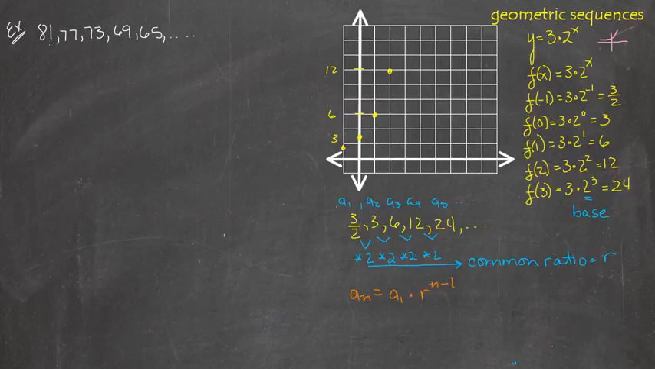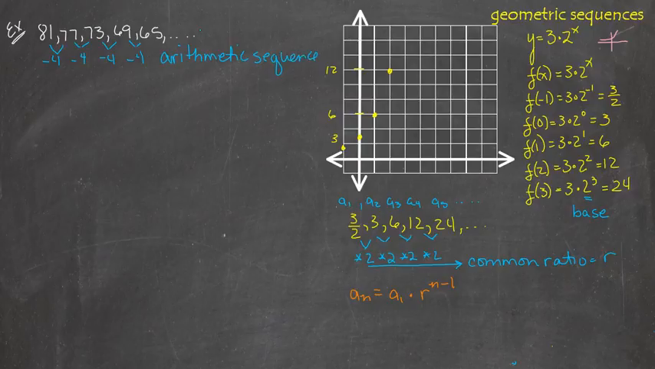So let's see what we have. So 81, if I want to move from 81 to 77, let's try by addition first. So 81 to 77 would be 4. So I'm subtracting 4. If I subtract 4 from 77, I get 73. This is looking very arithmetic. From 73 to 69 is subtract 4, and again subtract 4. So I know that this is an arithmetic sequence.